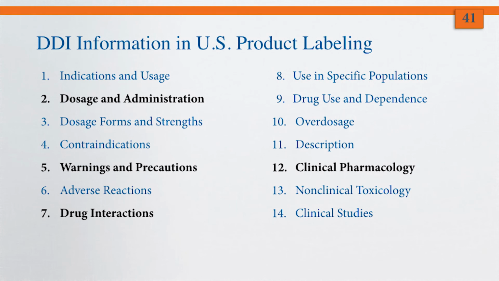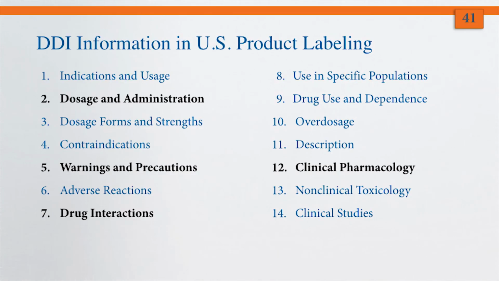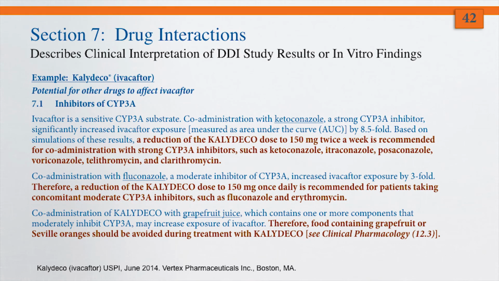So let's talk a little bit about U.S. product labeling. Drug interaction information appears in a few sections of the product label, which I've highlighted here in bold. Most specifically, Section 7 is really focused specifically on drug interactions, so it provides a lot of information, results of drug interaction studies, but also the clinical interpretation. But you might also find information in dosage and administration if there's a particular dosing recommendation to be made in the setting of a drug interaction. And then Section 12, clinical pharmacology, gets into a little more detail about the particular results of studies that have been done. So in this example, I've used Kalydeco, ivacaftor, used for the treatment of cystic fibrosis.